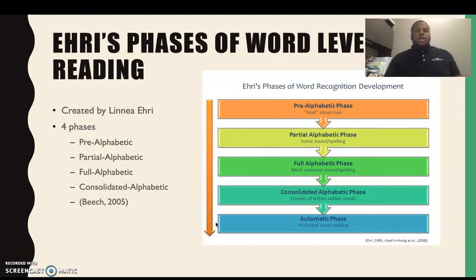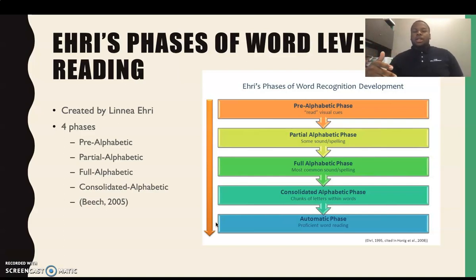So we have Ehri's phases of word-level reading. It was created by Linnea Ehri. I hope I said that right. And so we have the four phases. Of course, in the description, we have the pre-alphabetic phase, so that's reading visual cues, seeing things that you see all the time.